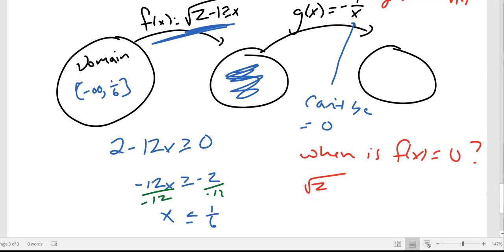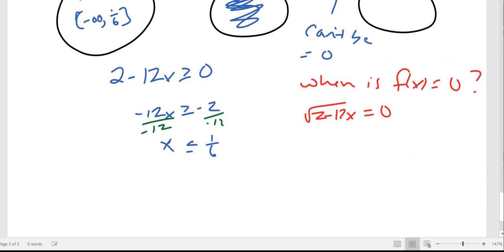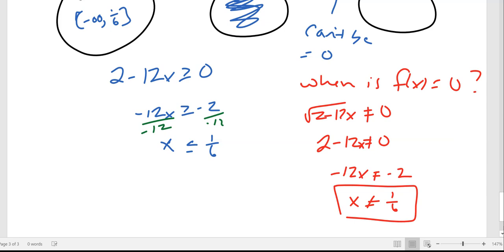So when is square root of 2 minus 12x equal to 0? Well, we go through the same solving process here. We can square both sides, and 2 minus 12x happens to be equal to 0, because we don't want that. So we want that to not equal 0. I put the little line in there. We solve it with exactly the same steps. So we subtract 2 from both sides. So that can't be equal to -2. So x cannot be equal to 1/6. So because of this condition, we also have to go back to our original set and throw that out.